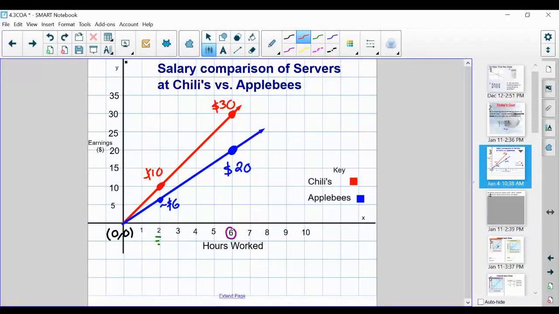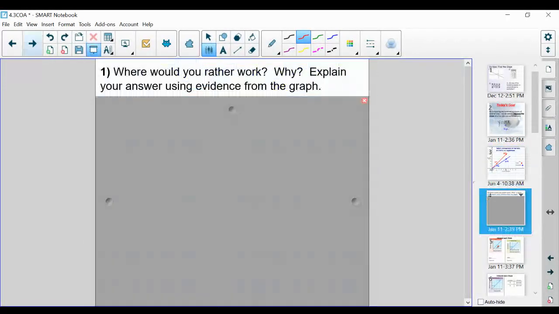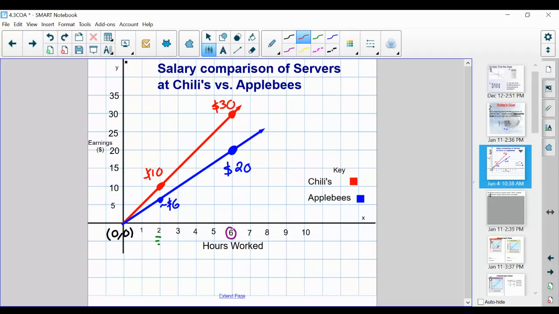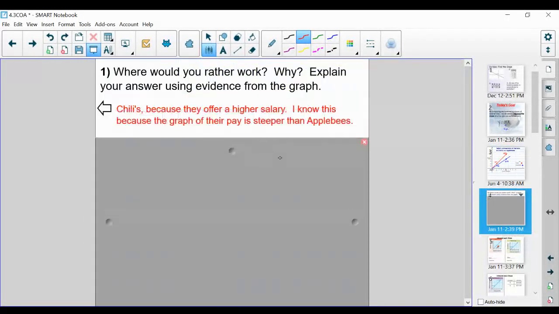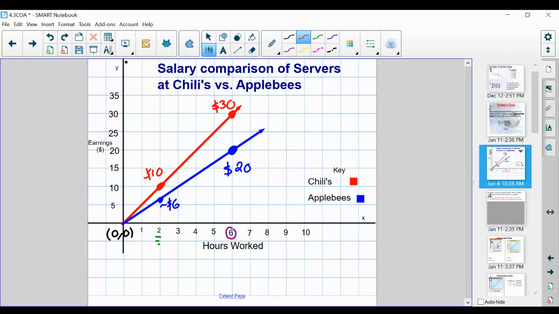So with this in mind, let's start to talk about some questions that we might want to answer. Where would you rather work and why? Explain your answer using evidence from the graph. I'm going to go back to the graph. Please answer this question. Again, the question is asking where would you rather work and why? All right, well, hopefully you said Chili's because they offer a higher salary. And you know this, or I know this, because the graph of their pay is steeper than Applebee's. It rises much more readily than Applebee's, right? It's going up more than it is at Applebee's.